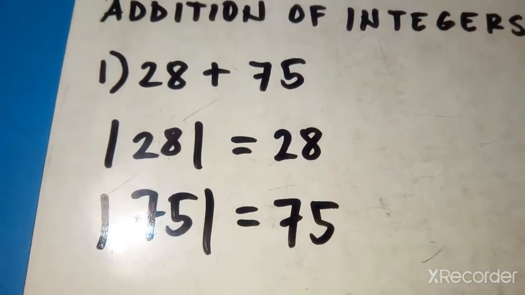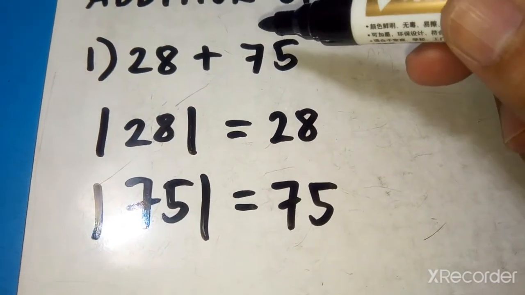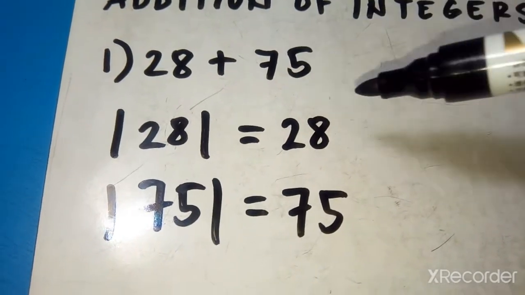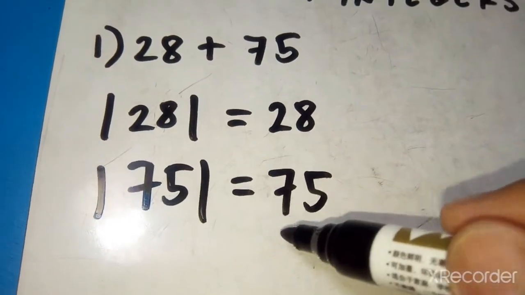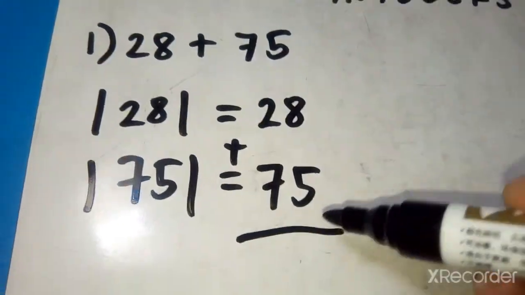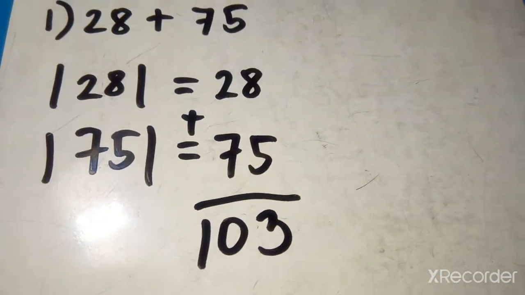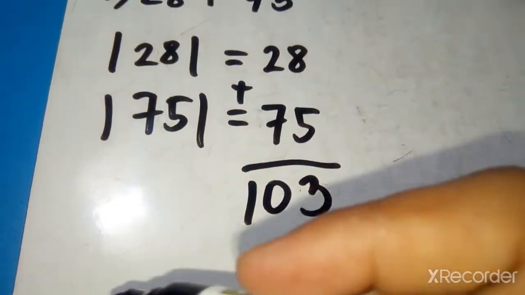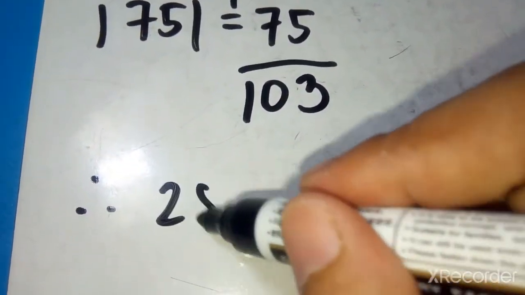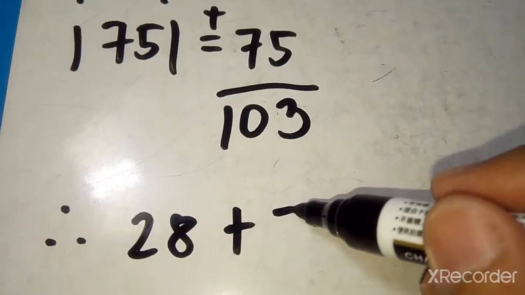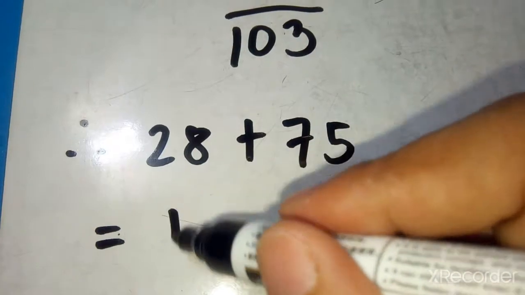Okay, so based on the concept, we have to add the absolute values of the integers. So that means 28 plus 75. So we have 13, so it's 103. So therefore, the sum of 28 and 75 equals 103.